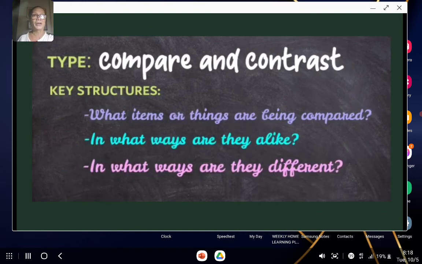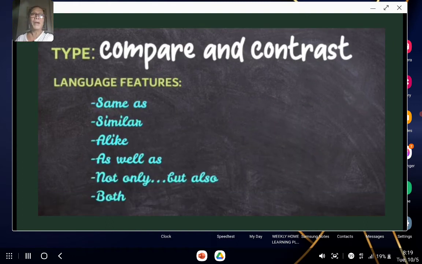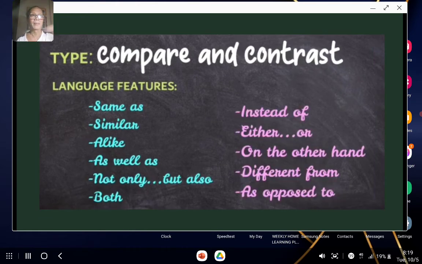The key structures are: what items or things are being compared? In what ways are they alike? In what ways are they different? Compare and contrast features: same as, similar, alike, as well as, not only but also, both. You can also see language features such as instead of, either or, on the other hand, different from, as opposed to.